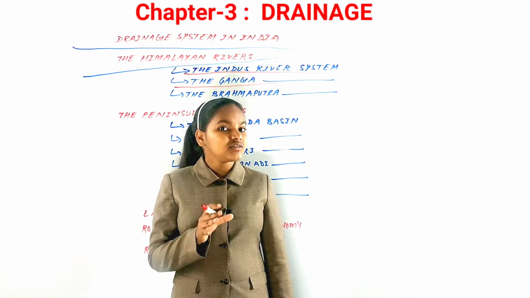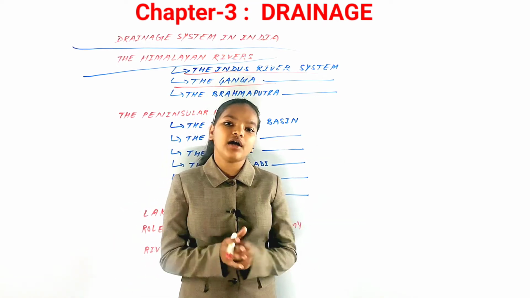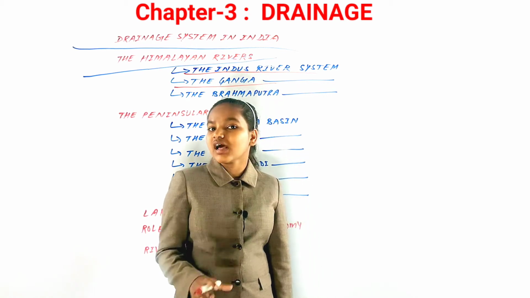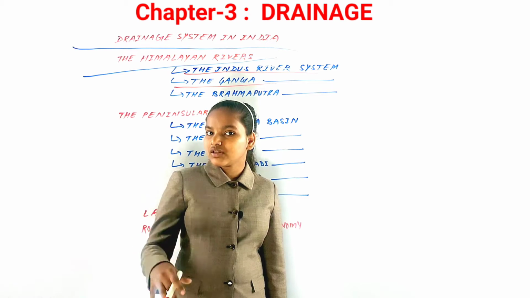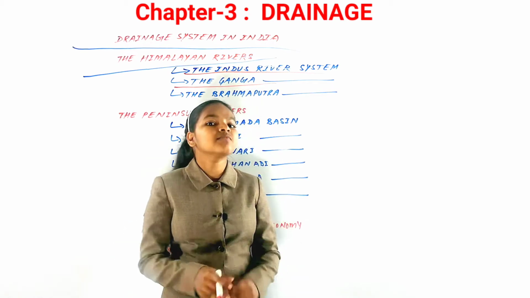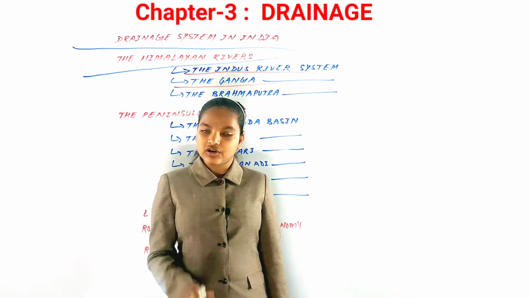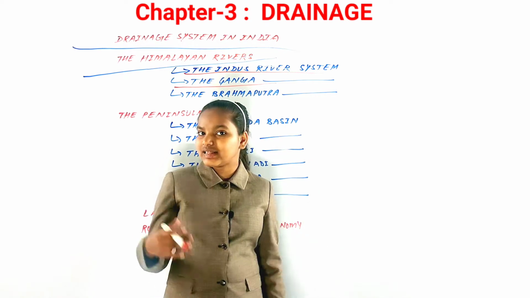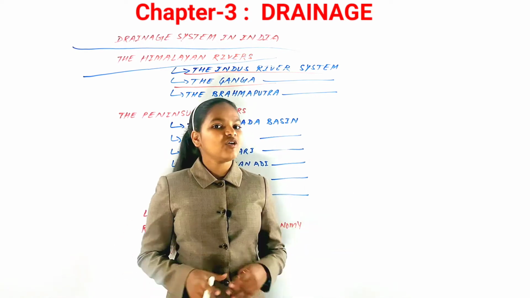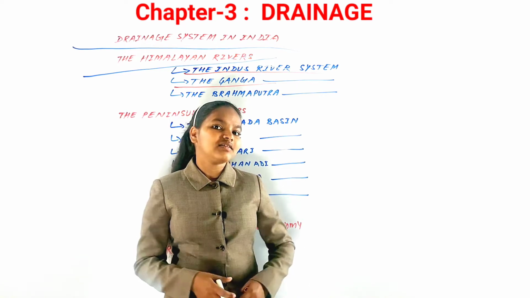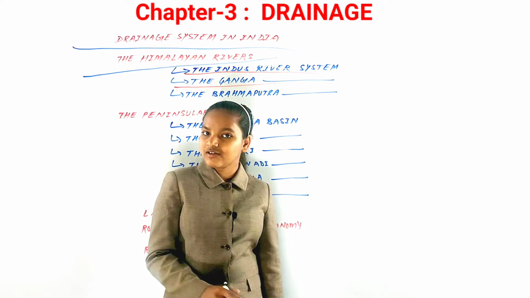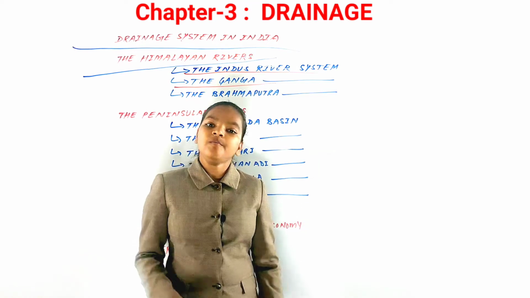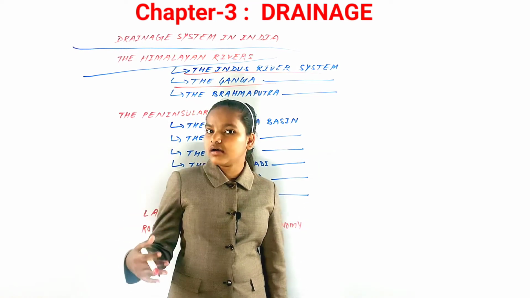Now it is the largest, you could say the longest, river of our country. From its origination to its discharge, its total length is about 2,525 kilometers. So that is the longest river of our country, largest as well as longest, because the Indus River has its own length, but it is not originating from our country. That's why it won't be counted. So that is about the Ganga River.